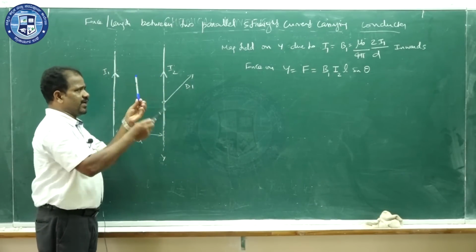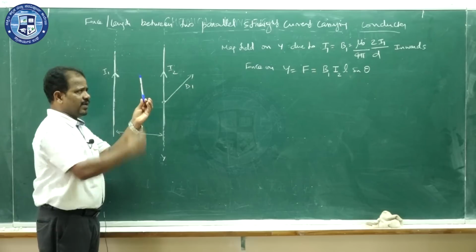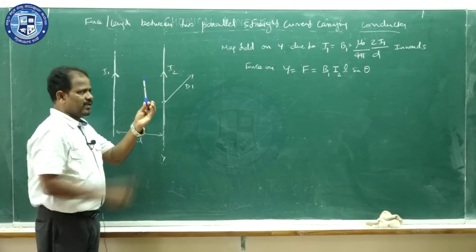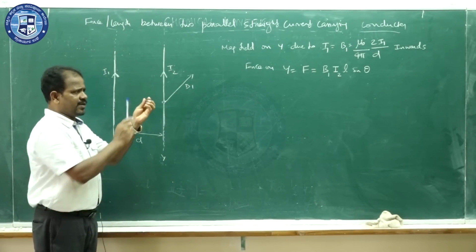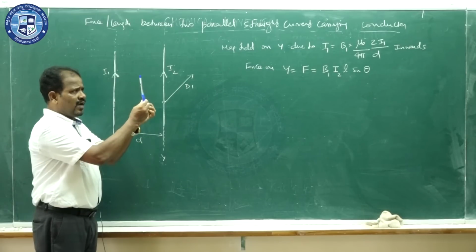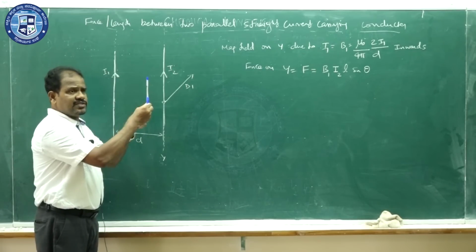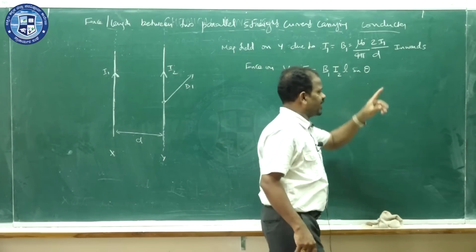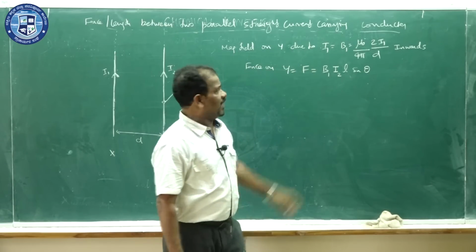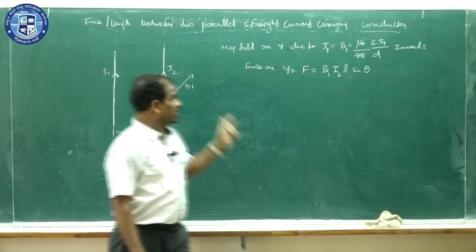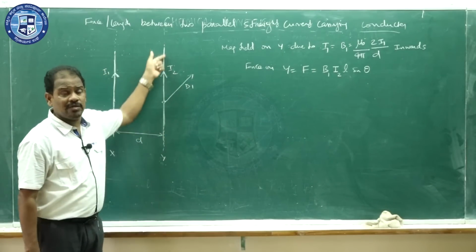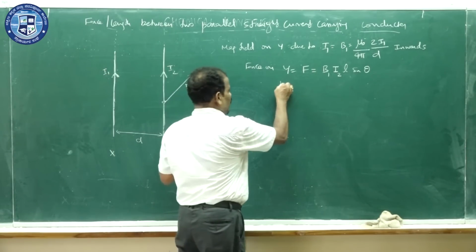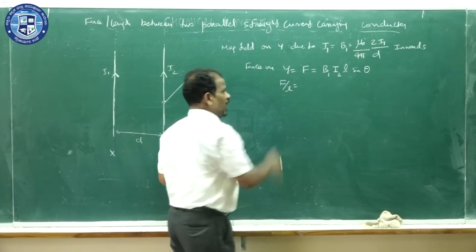This is the direction of the current, and this is the direction of the magnetic field. I told you the magnetic field is inwards. So what is the angle? The angle is 90 degrees. Substitute theta is 90 degrees, sin 90 is 1. But here what is L? L is the length, and it is infinitely long. Therefore we can write the force per length by the formula.